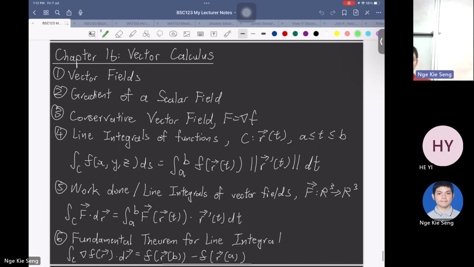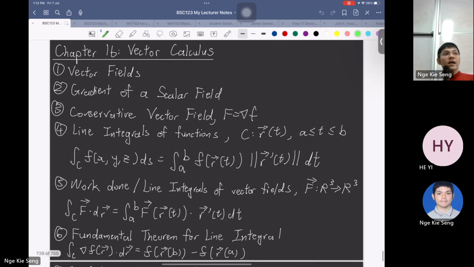And then I skipped the discussion of chapter 13. That one is just a preliminary for you to do parametrized curves. So we already do it in chapter 16. So we just straight away discuss chapter 16.